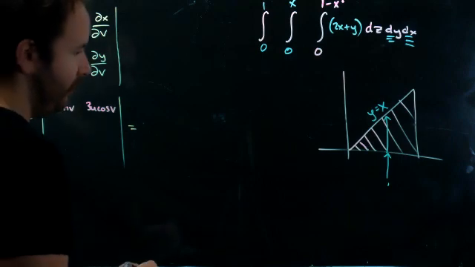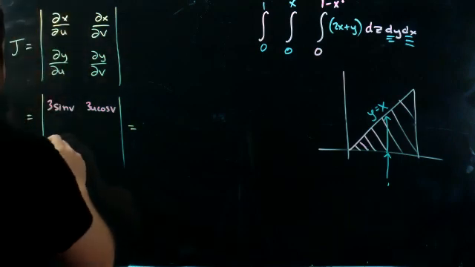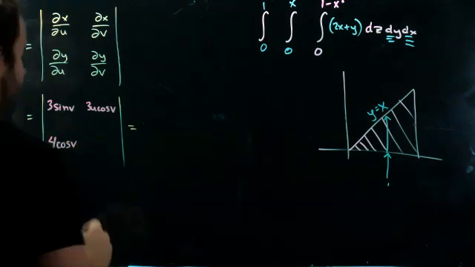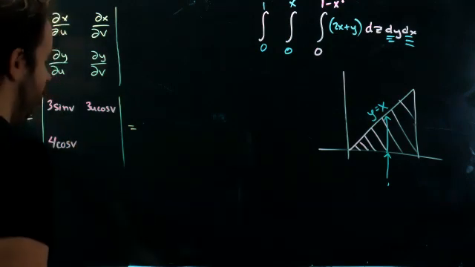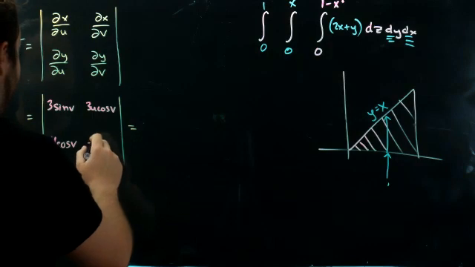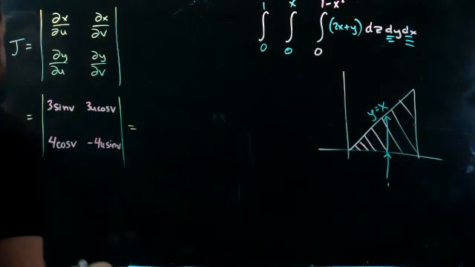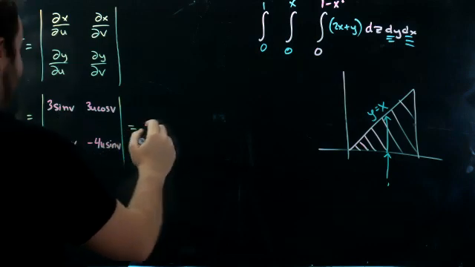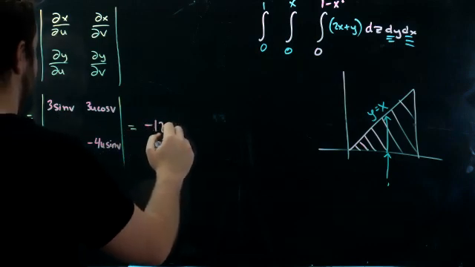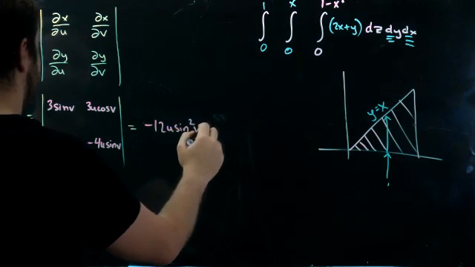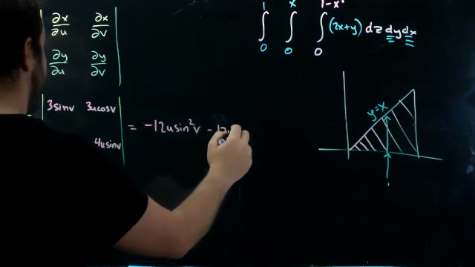Partial derivative of y with respect to u? 4 cosine v. And the partial derivative of that with respect to v? Negative 4u sine v. Good. Okay, let's multiply. This times this is negative 12u sine squared v, and then we have minus 12u cosine squared v.